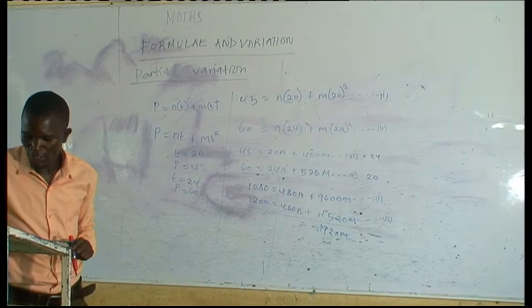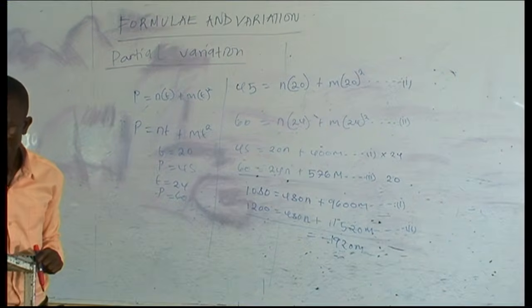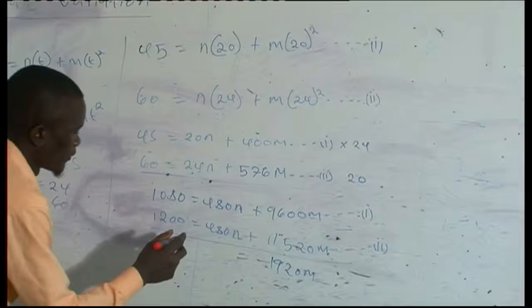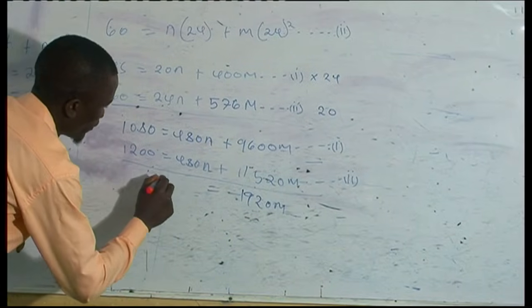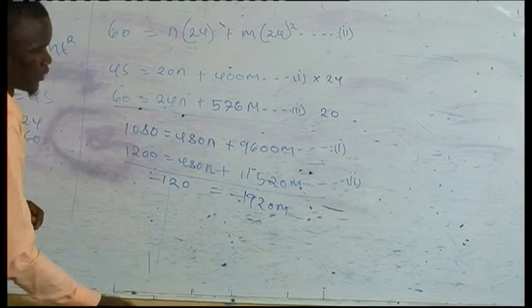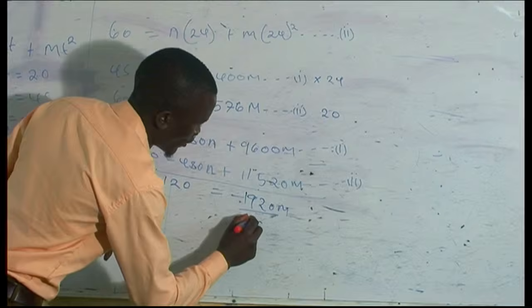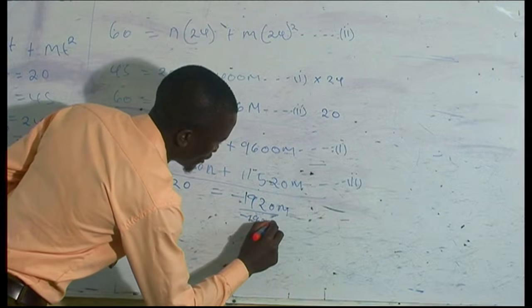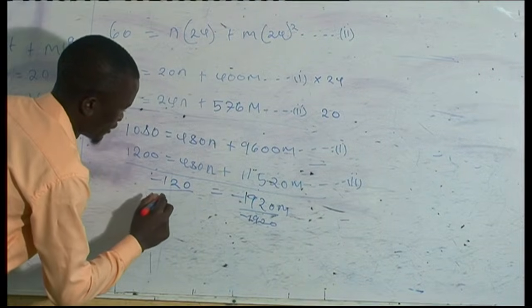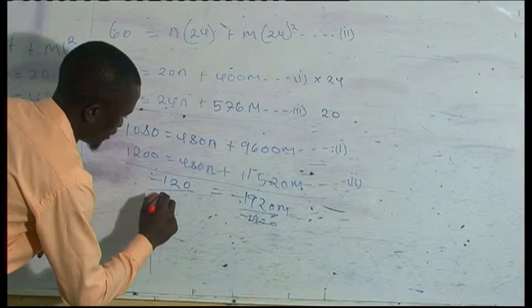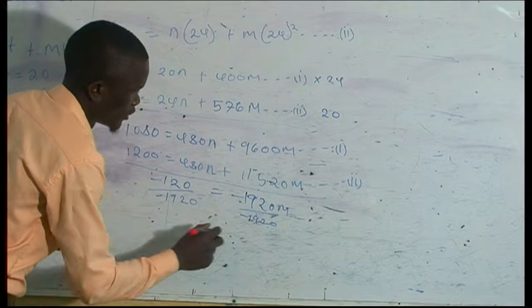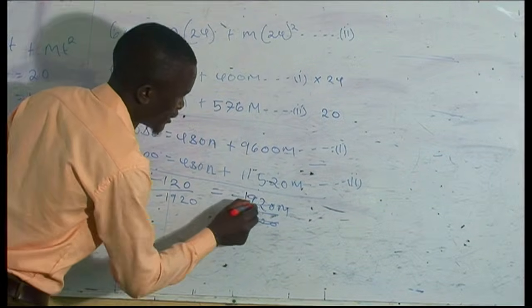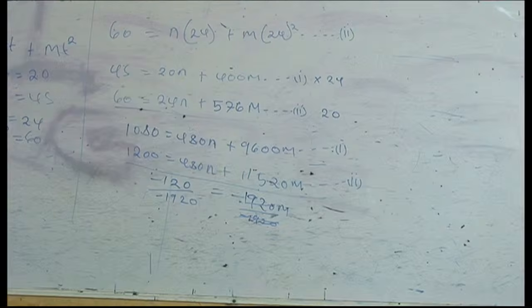1080 minus 1200. We get negative 120. Now divide this one by negative 1920. Divide here by negative 1920. So what you get there is the value of m.